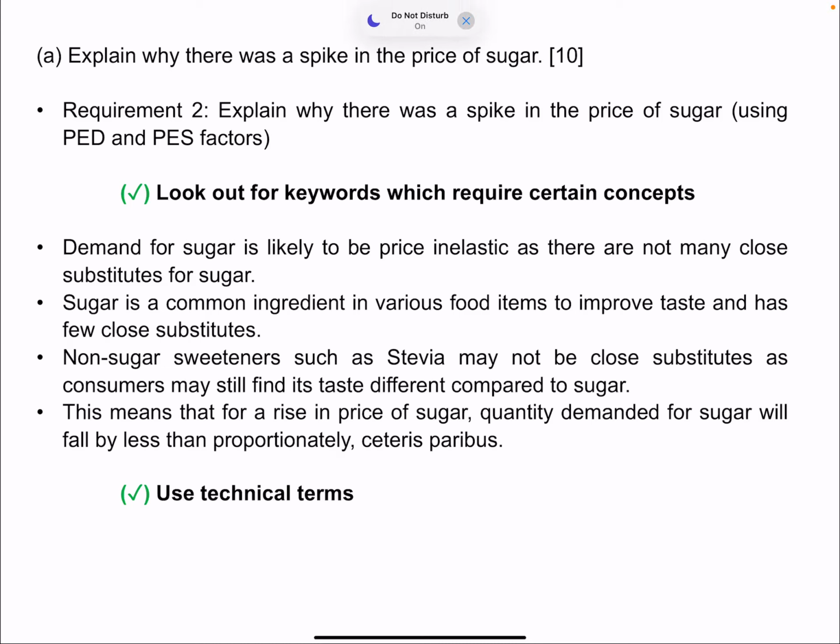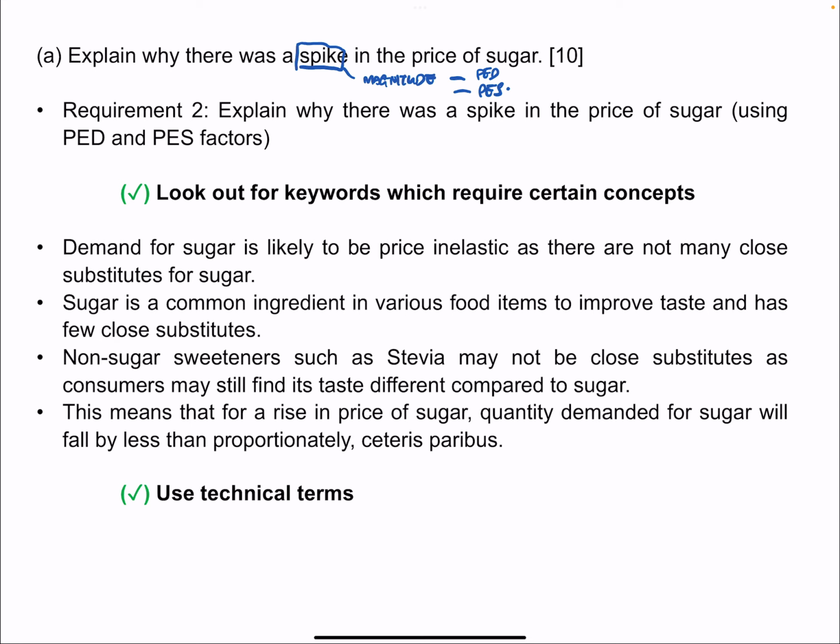Okay, so now let's get to the second requirement. Like what I mentioned to you, because of the word spike, it suggests something about magnitude. And if it suggests something about magnitude, it means you need to bring in either PED or PES or any other elasticity concept. To know what elasticity concept you need to bring in actually requires some discretion or judgment. And you build judgment by doing a lot of questions.